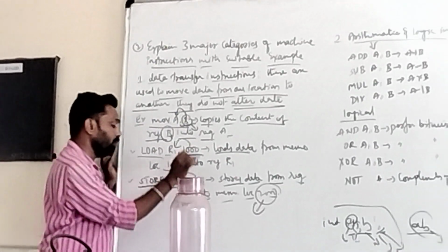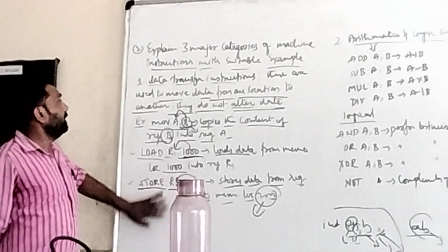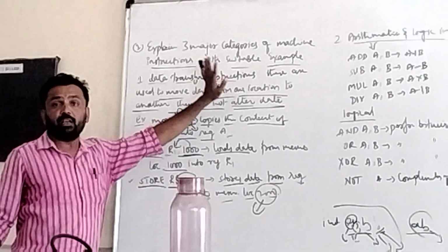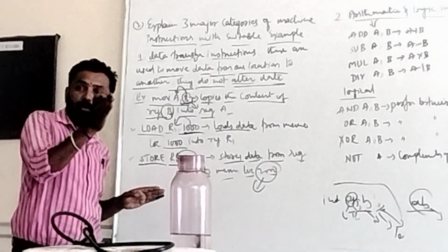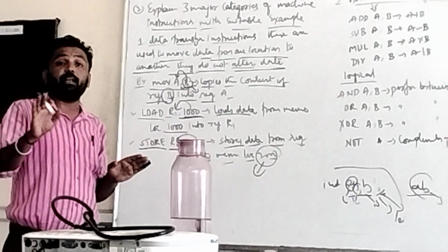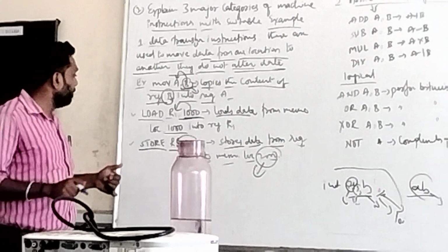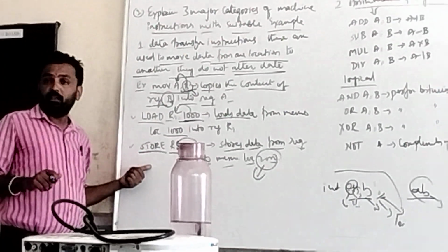That data can be stored to register R1. This is the concept of data transfer instructions. Here we can transfer the data from one location to another location. We cannot alter the data, right? For example, move, load and store, right?